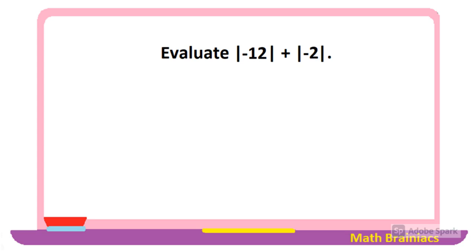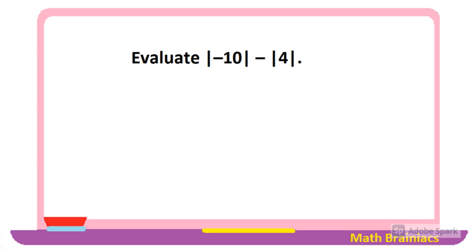Let us work on another example so that you can understand well the lesson. Evaluate the absolute value of negative 12 plus the absolute value of negative 2. We already know that the absolute value of a negative number will give us positive. Therefore, the absolute value of negative 12 plus the absolute value of negative 2 will give us 12 plus 2, and it will give us 14.